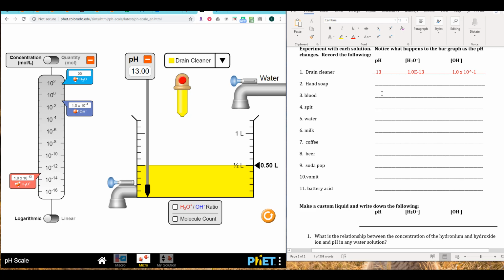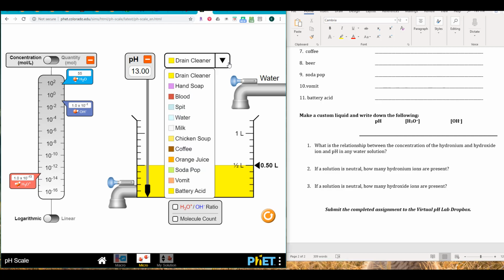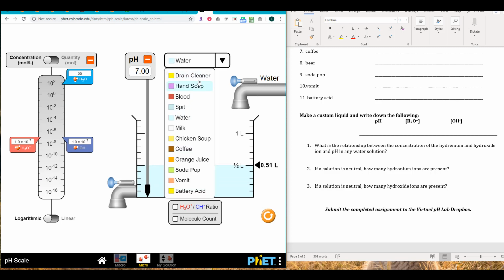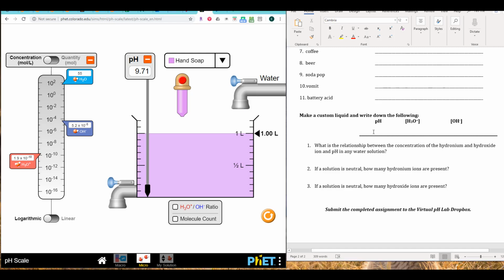And then you'll go to hand soap, then blood, then spit, then water, and you'll do all 11. Okay, then we're going to make a custom liquid. Okay, so let's see how we do that. I'm going to restart it. Let me see, what can I do here? I'm going to add some water, add some more soap. I'm going to add water up to 1 liter. Okay, so now my custom liquid has a pH.